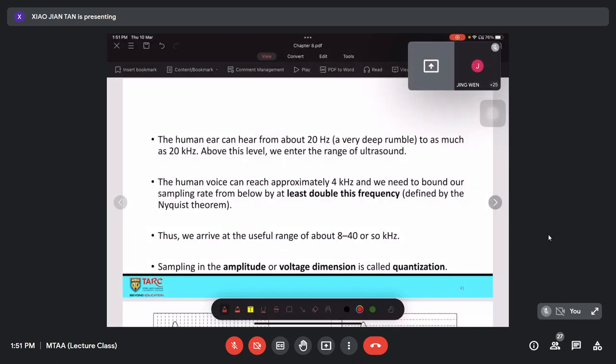The human ear can hear from about 20 hertz, a very deep rumble, to as much as 20 kilohertz. Above this level, we enter the range of ultrasound, so we are unable to hear ultrasound. I hope you all know ultraviolet and ultrasound: ultraviolet we cannot see, ultrasound we cannot hear. The human voice can reach approximately 4 kilohertz, and we need to bound our sampling rate from below by at least double this frequency.